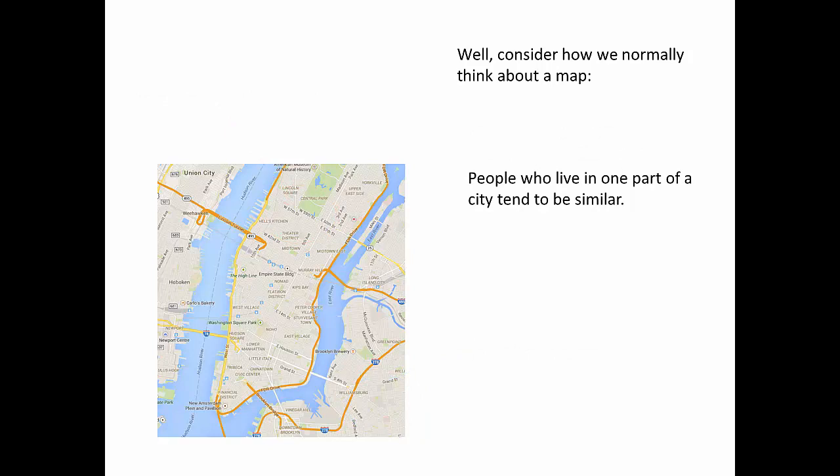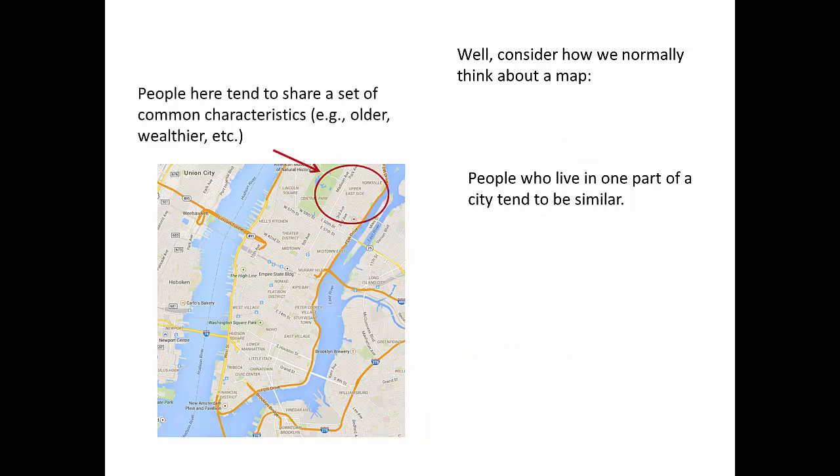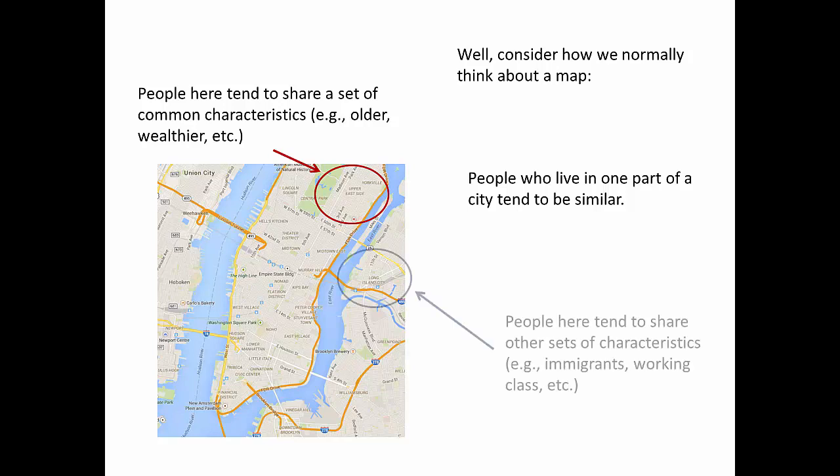Also, people who live in one part of the city tend to be similar. So for instance, on the Upper East Side, you may have older, wealthier individuals tend to cluster there. Whereas people in Queens may tend to share another set of characteristics, be immigrants, working class, things like that.